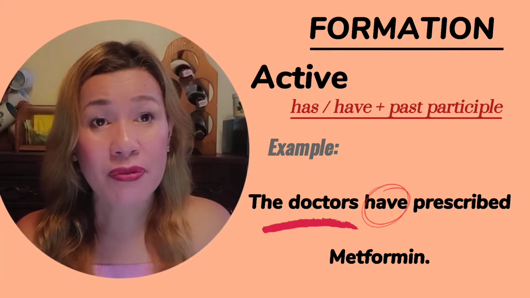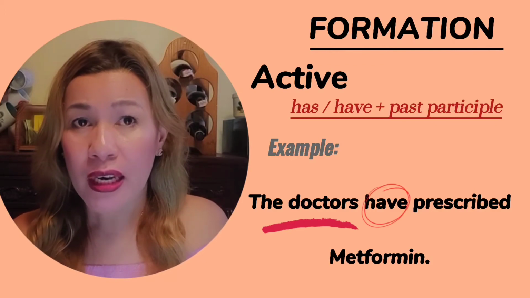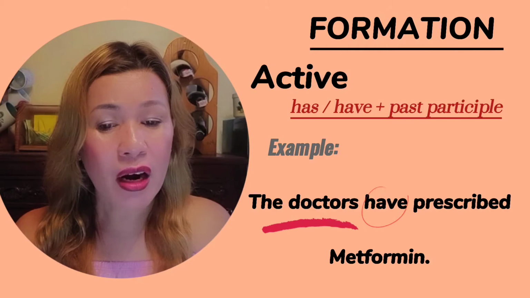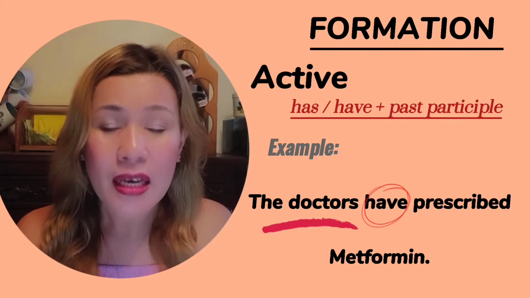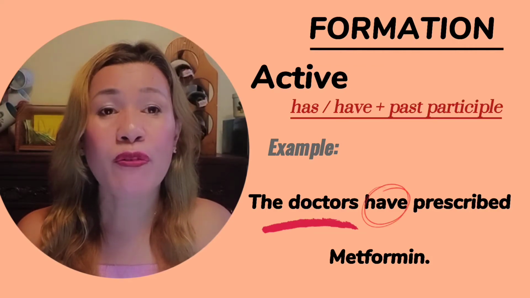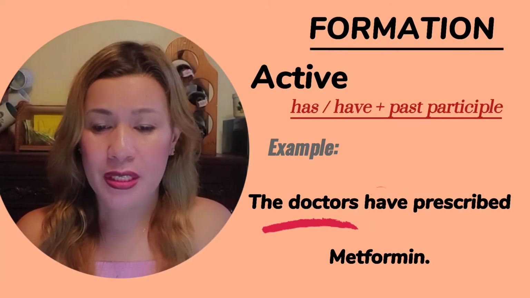If it's active, your subject is the one doing the action, and we will use has if the subject is singular and have if the subject is plural, plus the past participle form of the verb. So that's how we form the present perfect tense in the active voice.